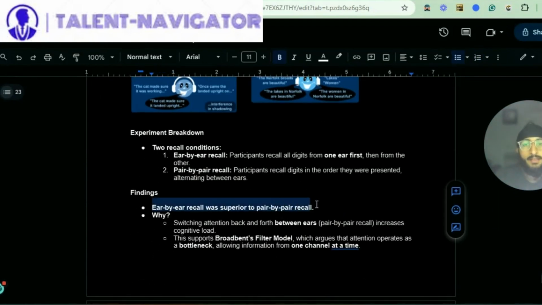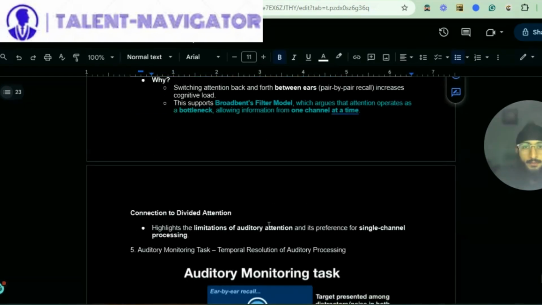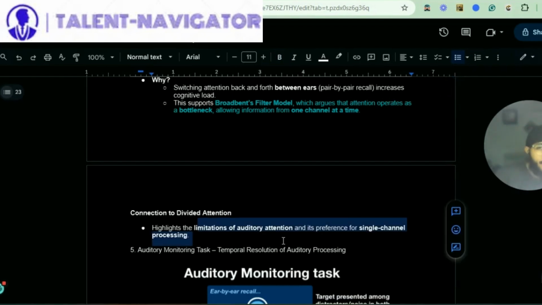So findings: ear by ear recall was superior to pair by pair recall. Why? Because switching attention back and forth between ears increases the cognitive load and the response time as well. So reaction time increases. So this supports Broadbent's filter model, which argues that attention operates as a bottleneck, allowing information from one channel at a time, right? So we'll highlight this. Superior to this, okay. Connected to divided attention, it highlights the limitations of auditory attention and its preference for single channel processing.